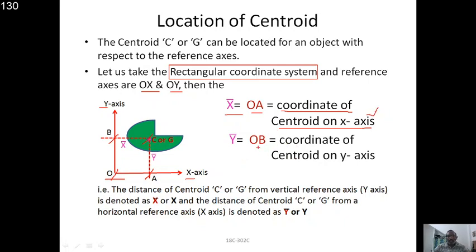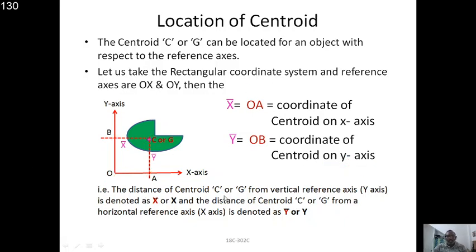Right? And similarly, if I consider OB, where will OB be? In the vertical direction. This is OB. So this is nothing but y bar. This distance is nothing but y bar. Y bar is the coordinate of the centroid on the y-axis.